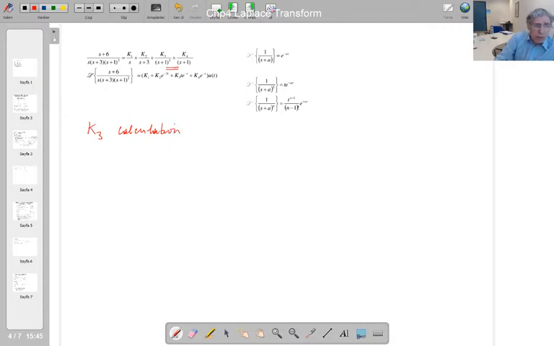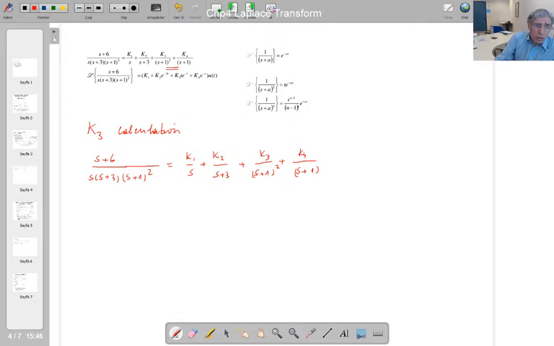Our function is (s plus 6) over (s plus 3)(s plus 1) squared. That's why it is repeated, isn't it? Or multiple roots. So it equals K1 over s plus K2 over s plus 3, plus K3 over (s plus 1) squared, plus K4 over s plus 1.